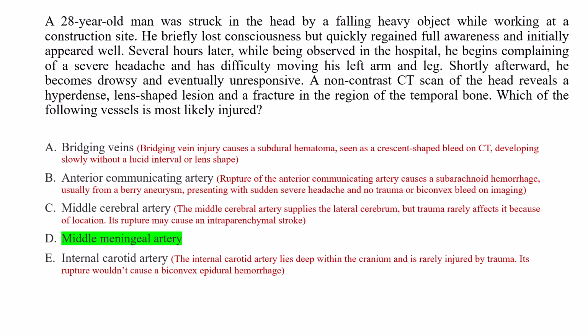And option B is incorrect because a hemorrhage of the anterior communicating artery, which can occur with berry aneurysm rupture, would result in a subarachnoid hemorrhage, which is typically associated with the sudden onset of severe headache and is unlikely to result from trauma given its deep location within the cranium.